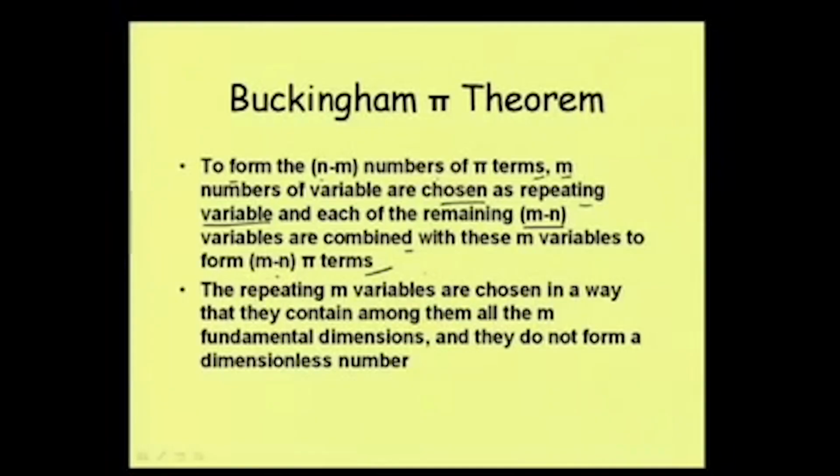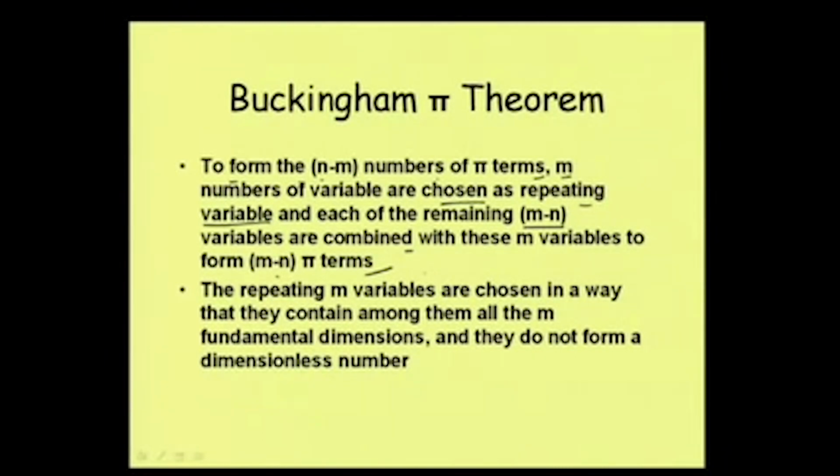How many such variables are there which are not in the repeating variables? That will be n minus m. So how many pi terms are we forming? That is also n minus m, and that way we form n minus m number of pi terms. Well, now the question is that out of 6 variables, I am just giving an example, there may be even 10 variables.